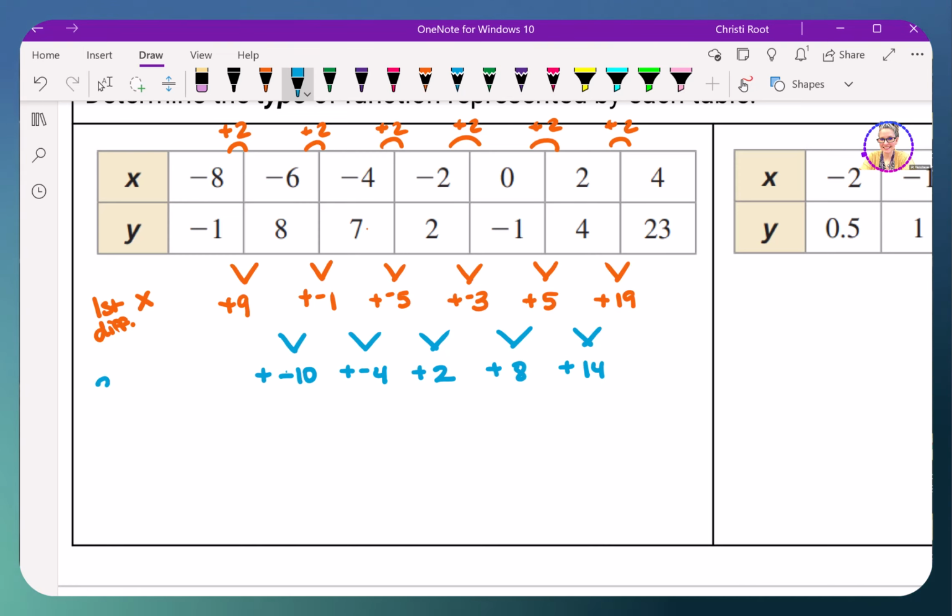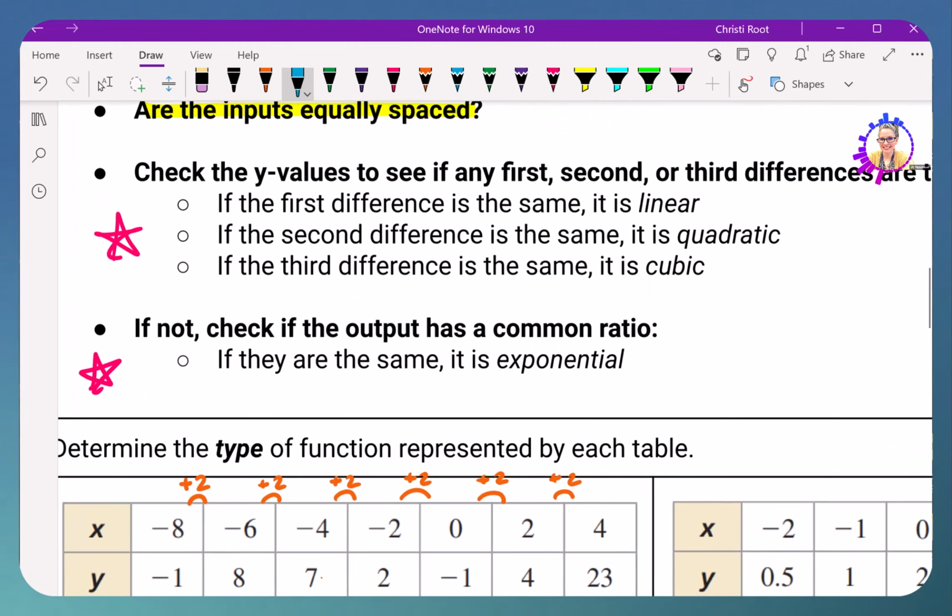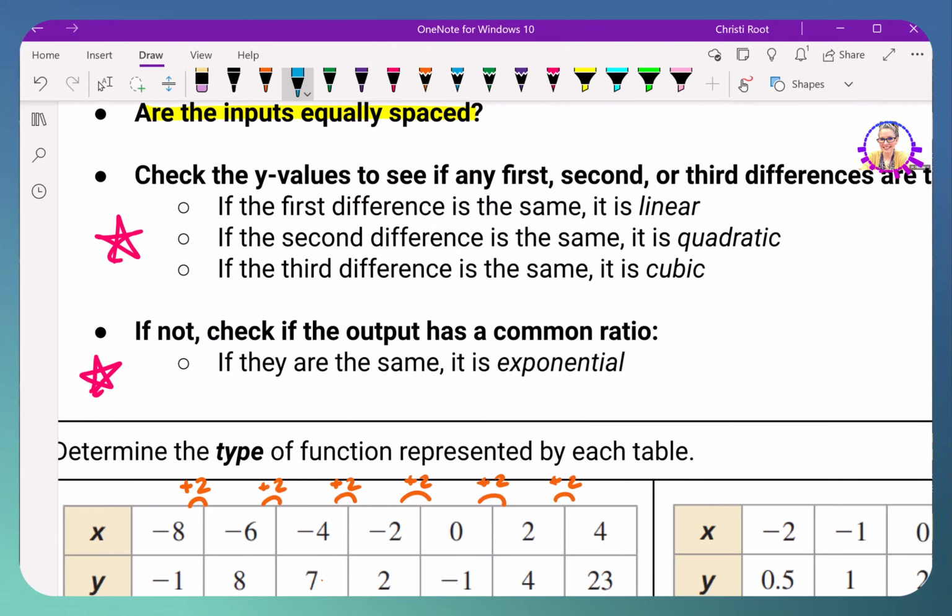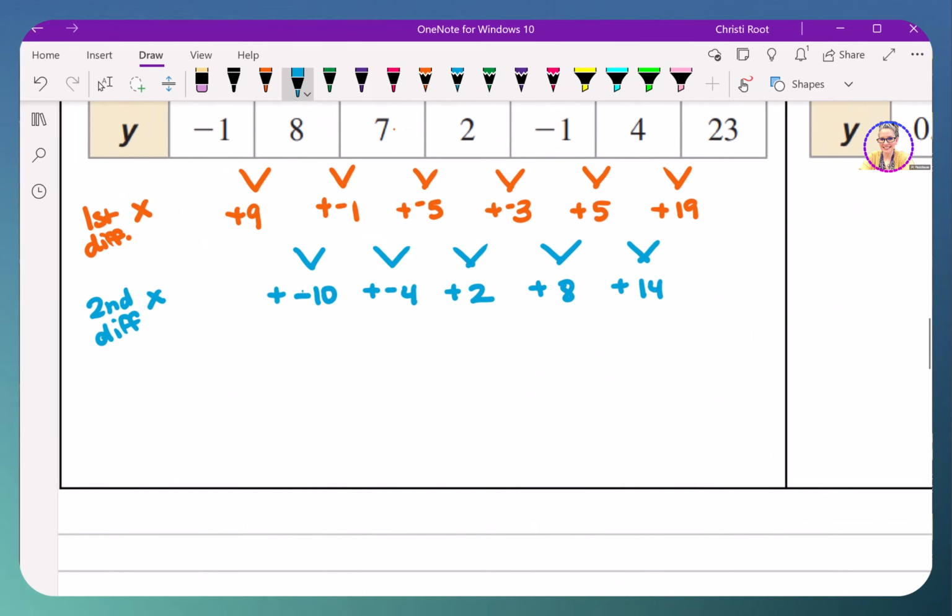Okay, so if these were the same, and they are not, this would be considered quadratic. And all of these are listed up here. So first difference, linear, second is quadratic, third is cubic. So let's try it one more time. Let's go for that third difference and see if these are the same.